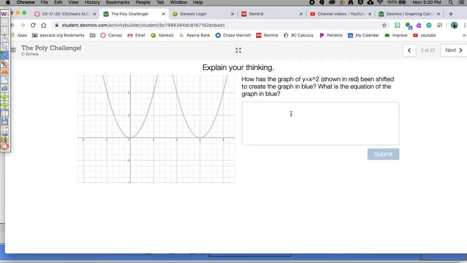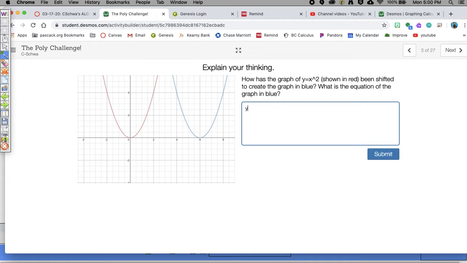Okay, so you're looking at this. The one shown in red has been shifted to create the blue graph. If you go back, this was y equals x squared, so at 0, it's 0 squared. So it's almost like this is x minus 0 quantity squared. So we shifted this to the right 6 units.